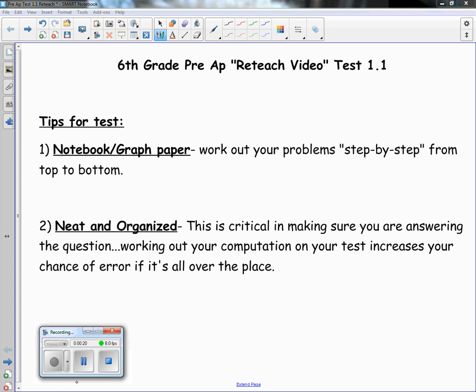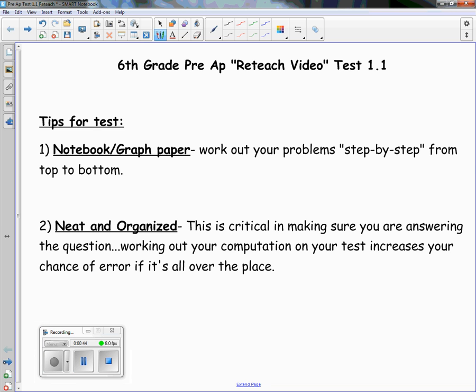It's helpful to use notebook paper or graph paper to do your work on. That way you're not having to cram them in on the page. By doing this, it helps you stay neat and organized. It's critical to make sure you're answering the question, and working out your computation on your test will increase your chance of error if it's all over the place. So working it out on notebook paper or graph paper just helps you stay a little bit more organized.